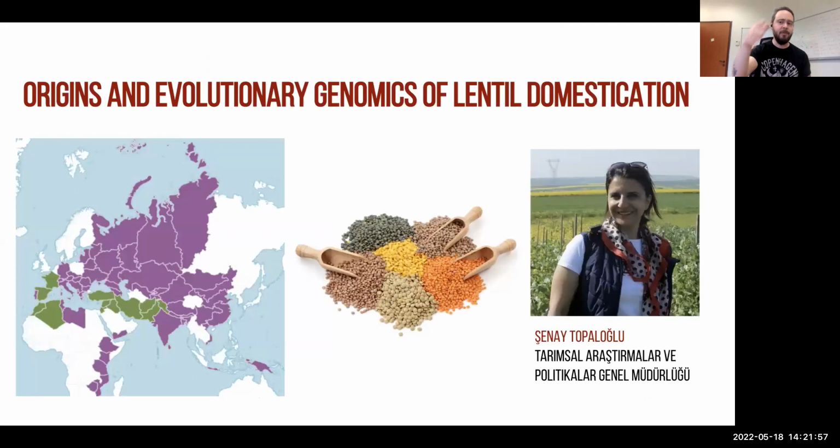The other is that together with Şenay Topaloğlu from TAGEN, we're also looking at the evolutionary origins and evolutionary genomics of lentil domestication. Natural lentil is mostly found in Turkey or around the Fertile Crescent. There are other areas where we have natural lentil populations, but most of the natural variation is still harbored in Turkey, and in the rest of the world you can only see the commercial lentils that we eat.